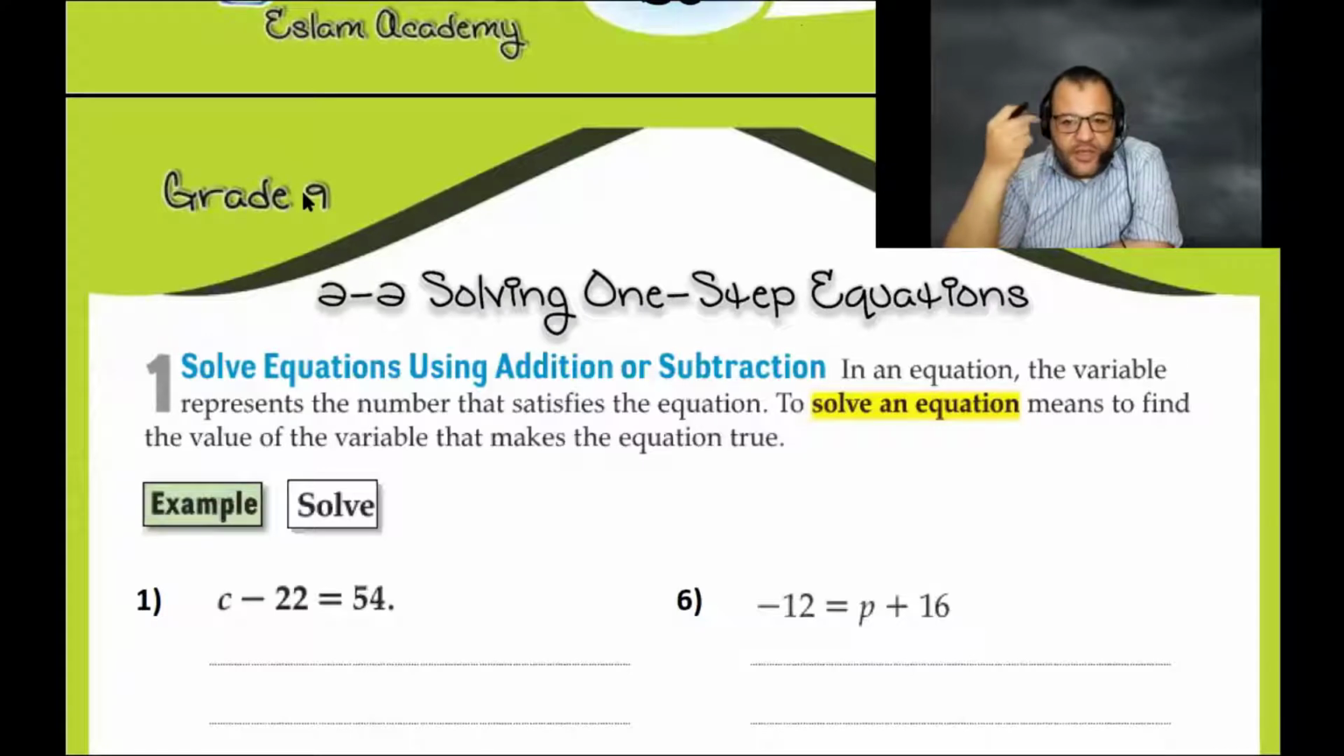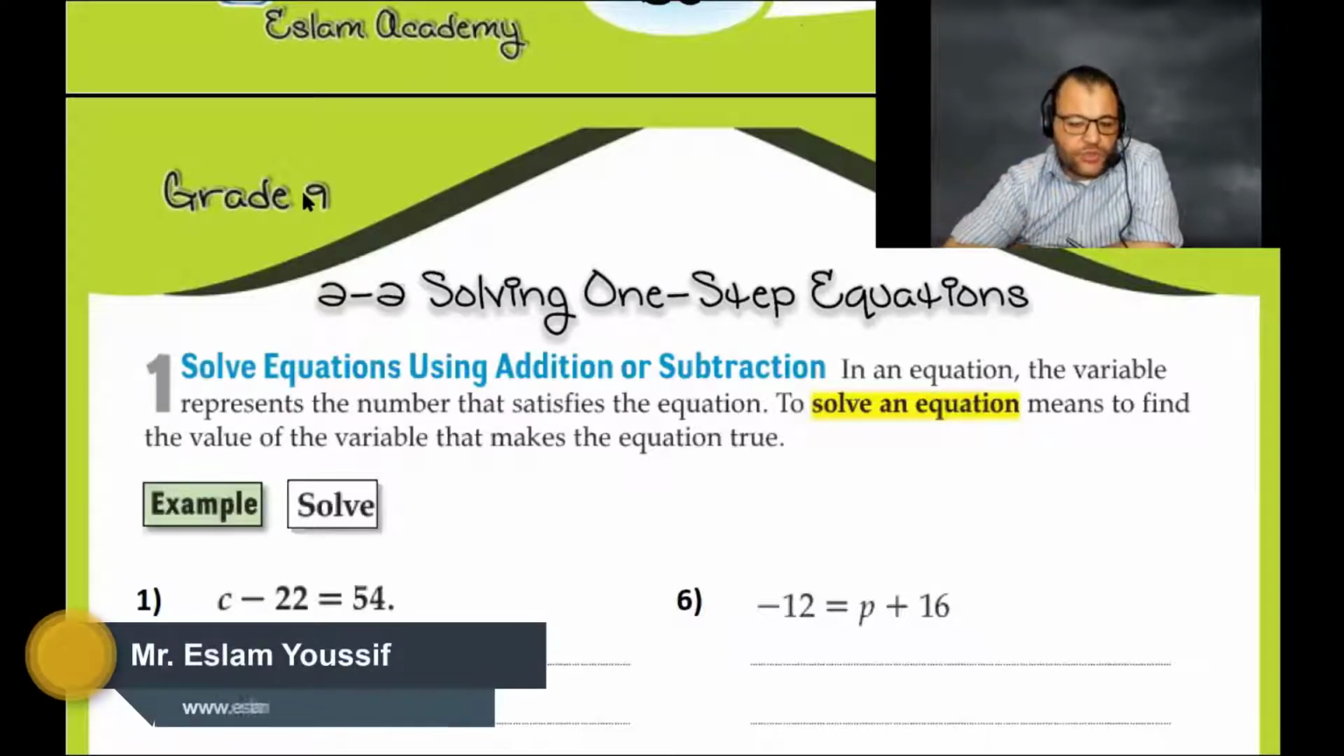So what is the meaning of an equation? What is the meaning of a one-step equation? What is the meaning of solving an equation? A statement that is equal on both sides. Equality of two sides: the left-hand side is equal to the right-hand side, or an algebraic statement that contains an equal sign between the two terms.